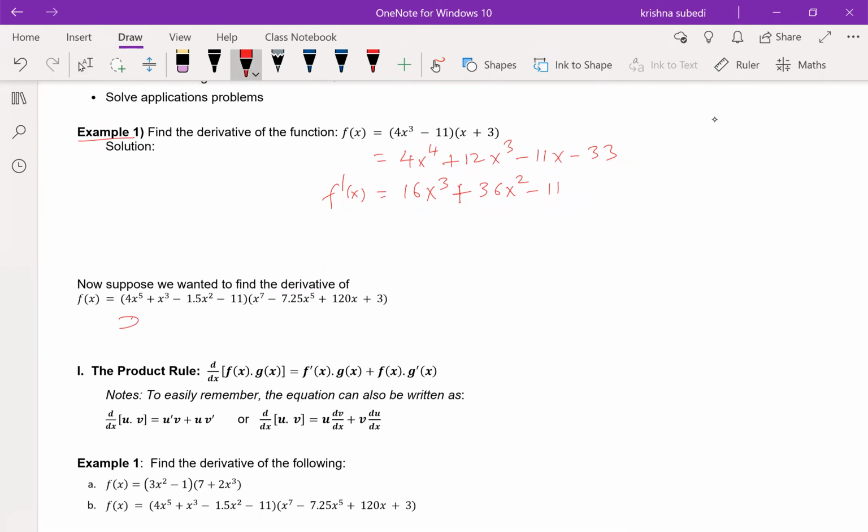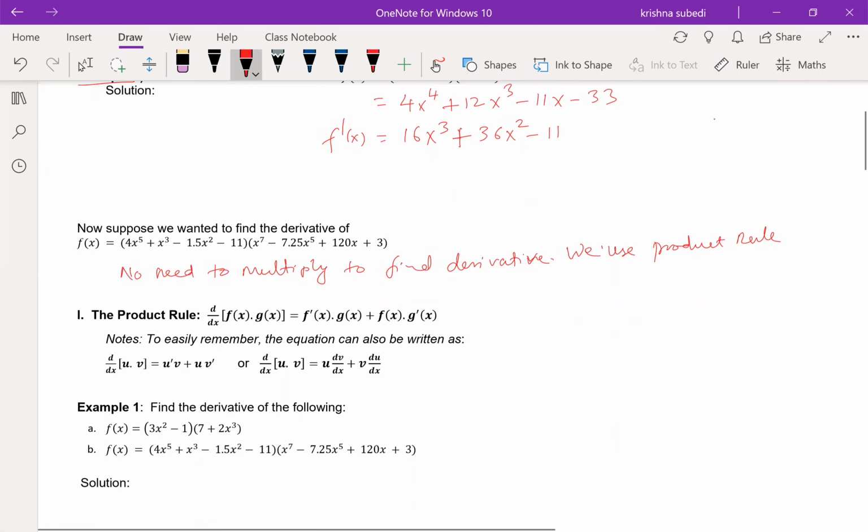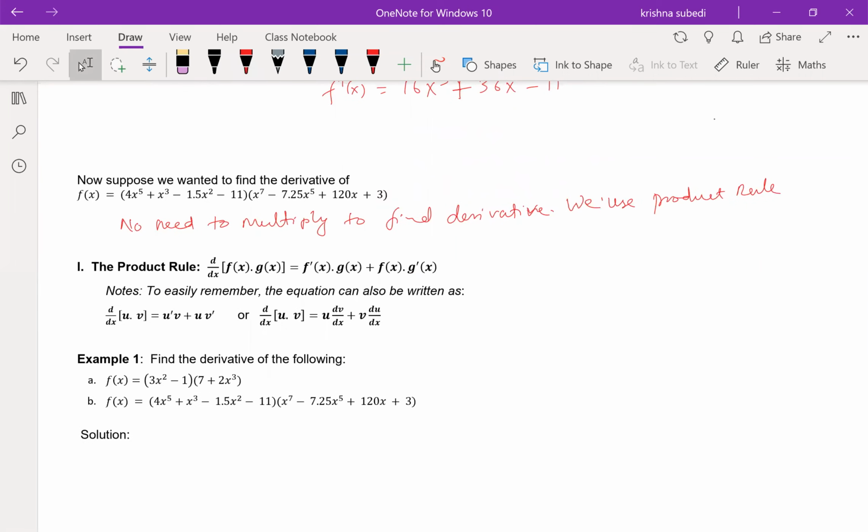Instead of multiplying, we don't need to multiply this because it's too much work. We know how to multiply from high school. No need to multiply to find the derivative. We use the product rule. So that's one of the goals for today's lesson, the product rule. Now the proof, we don't do the proof here, we just apply the formula.